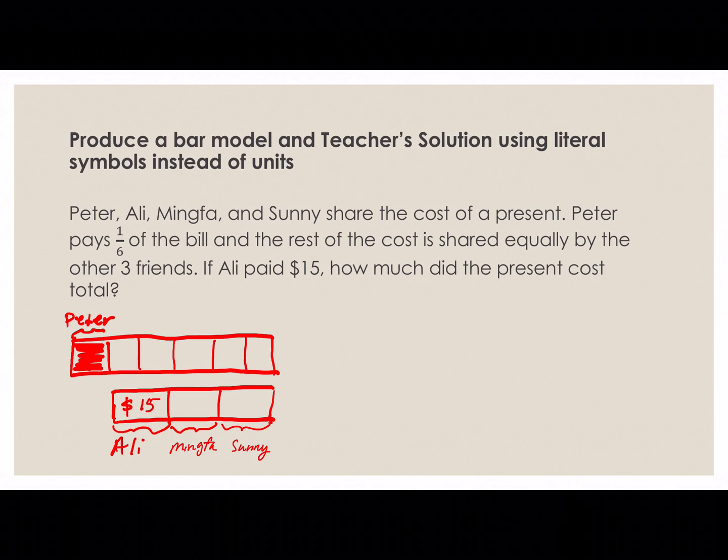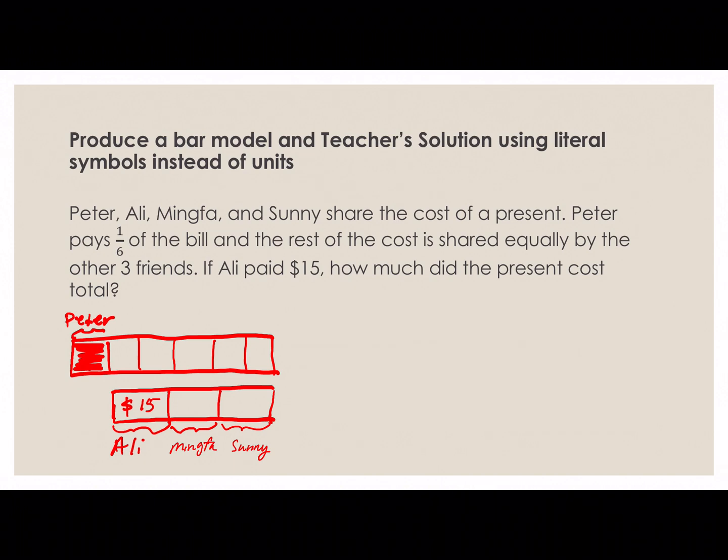Okay. So Ali is our $15, and that's related to part of the bar. Peter is 1/6 of the bar. So we need to find how much the present cost total. Well, we know what Ali was paying, and we know that Ming-Fa and Sunny will also pay the same amount, $15.